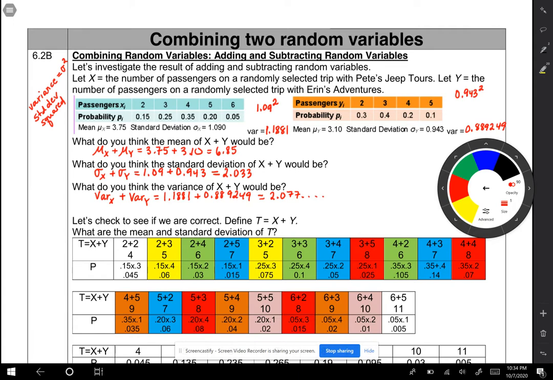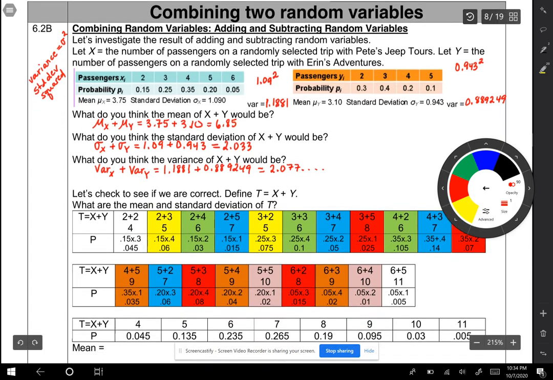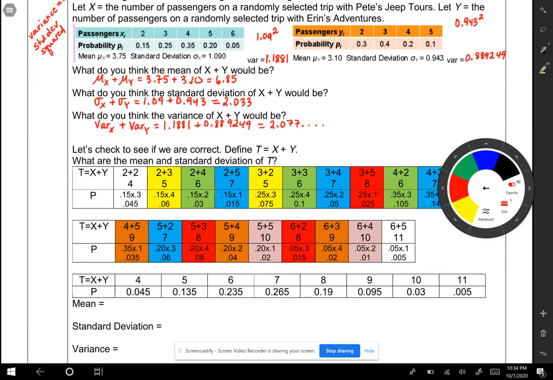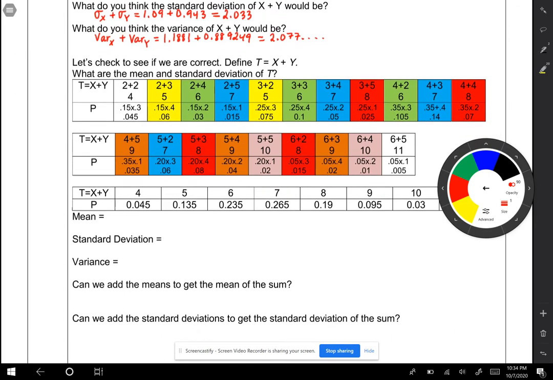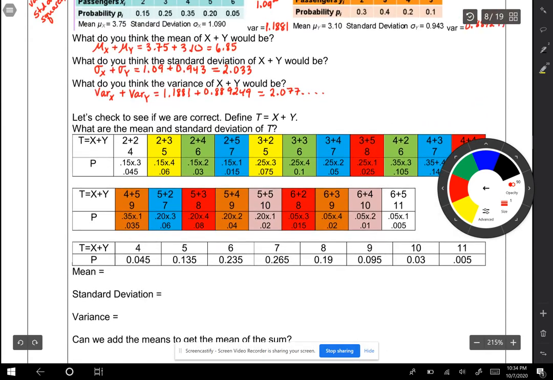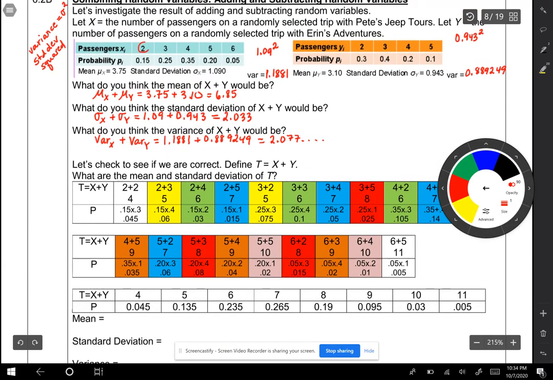We are going to define T as our new distribution where we're adding X plus Y. What are the mean and standard deviation of T? This is a really long table, and then there's going to be a consolidated one, so I'm just going to tell you how the long table came about. If we're going to add up, the top row would be the total number of passengers. So we would take 2 plus 2, and that gives you 4 right here. And we multiply the probabilities because we're going to assume that they're independent. When you're assuming they're independent, you can multiply their probabilities, meaning Pete's Jeep Tours has no effect on Aaron's Adventures.